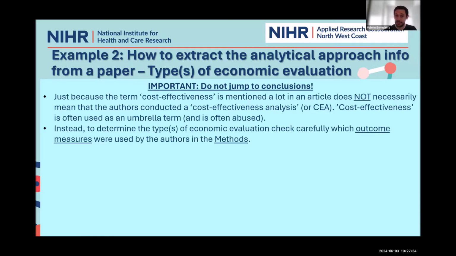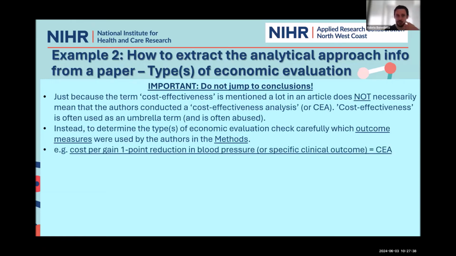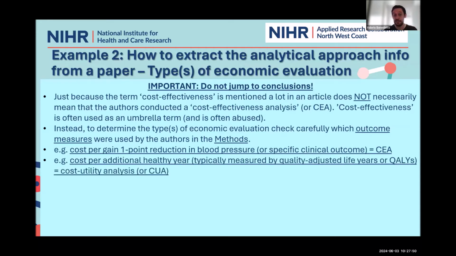Instead, try to look at the outcome measure used by the authors. So, for example, if they use cost per gain of 1 point reduction in blood pressure, that's a specific clinical outcome, so you know they're dealing with a cost effectiveness analysis. If you see a cost per additional healthy year or per additional QALY, they are performing a cost utility analysis, or CUA.